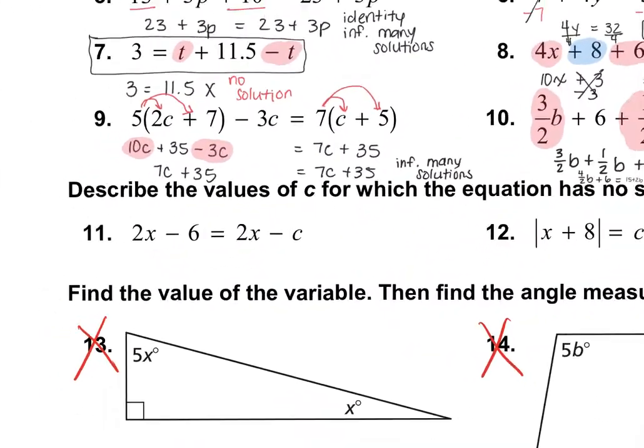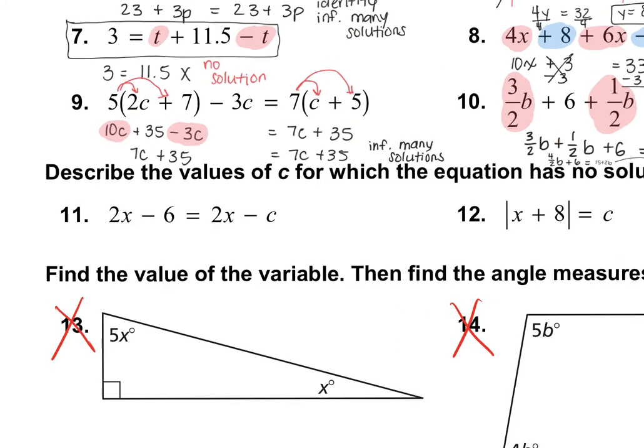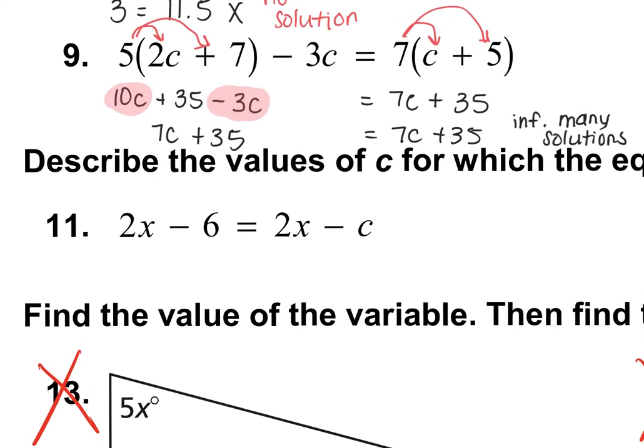11 and 12. Describe the values for c which the equation has no solution, okay? Well, we've got 2x minus 6 equals 2x minus c. And it wants us to think about all the values for c where this would have no solution. So the values for c which would have no solution is if c does not match with the 6. Because this 2x, we already agree when we subtract 2x from both sides, we would get negative 6 equals negative c. So as long as c is not 6, we have no solution.